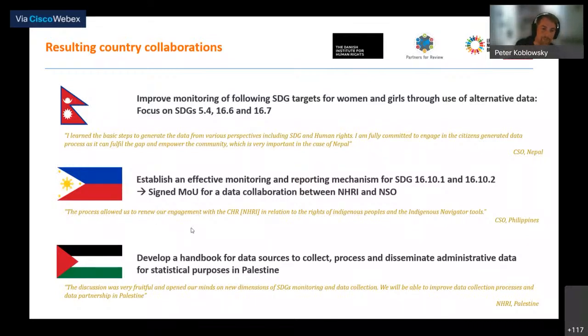Lastly, we had Palestine, and they are developing a handbook for data sources to collect, process, and disseminate administrative data from organizations for statistical purposes. And this partnership is hosted by the NSO, and it involves, among others, the National Human Rights Commission and various NGOs as contributors of alternative administrative data for national SDG monitoring. And it's actually joined by 28 different government agencies who are involved in this collaboration, including the Prime Minister's Office.